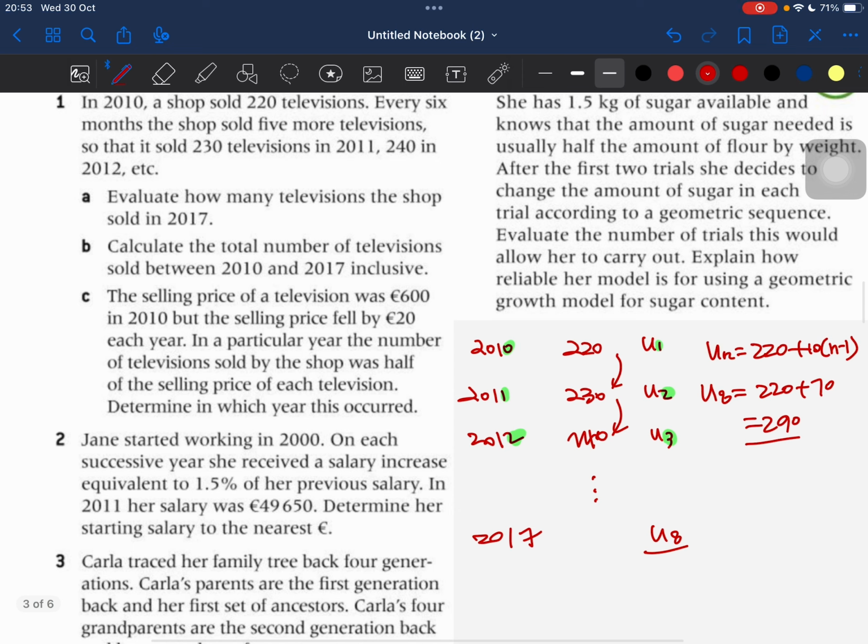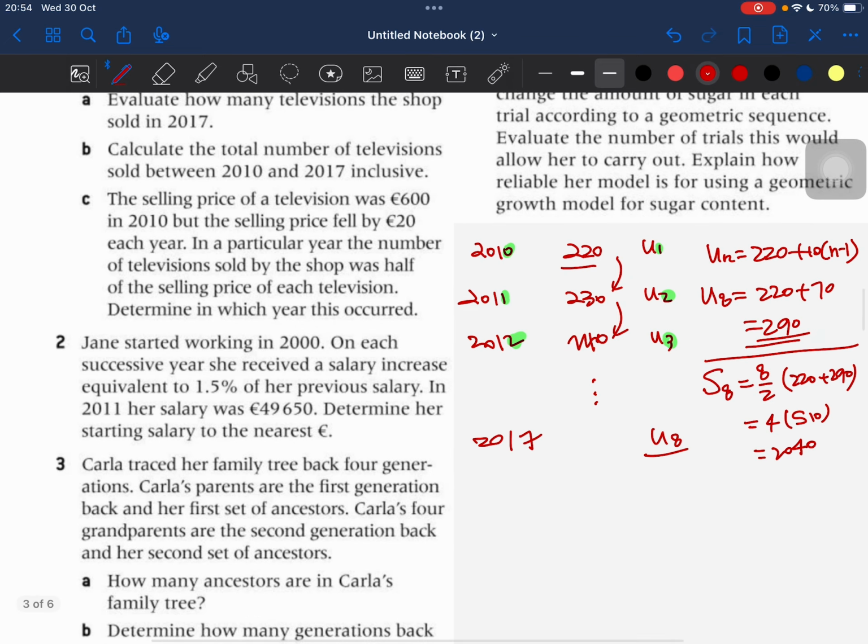Number B. The total number of televisions sold between 2010 and 2017, which is S8. This is the total number, which is the summation of all these numbers. So 8 over 2, and we already know the first term and the last term, 220 plus 290. So 4, 510, which is 2040 televisions sold between 2010 and 2017.